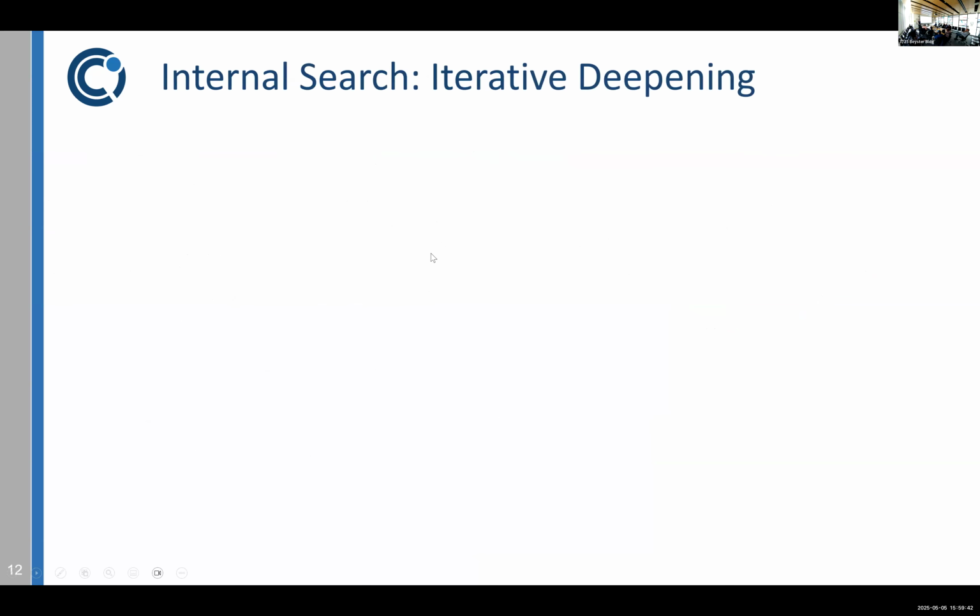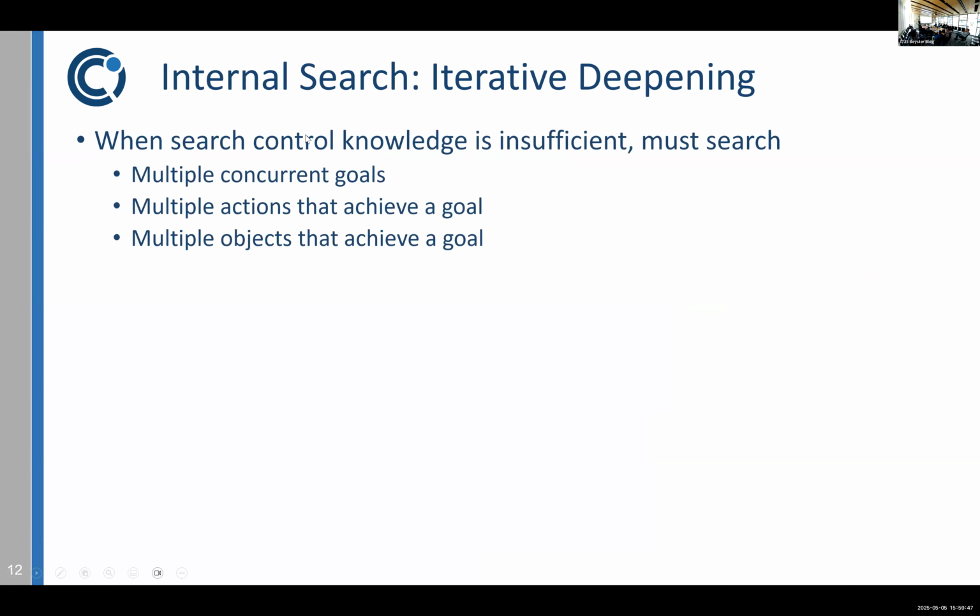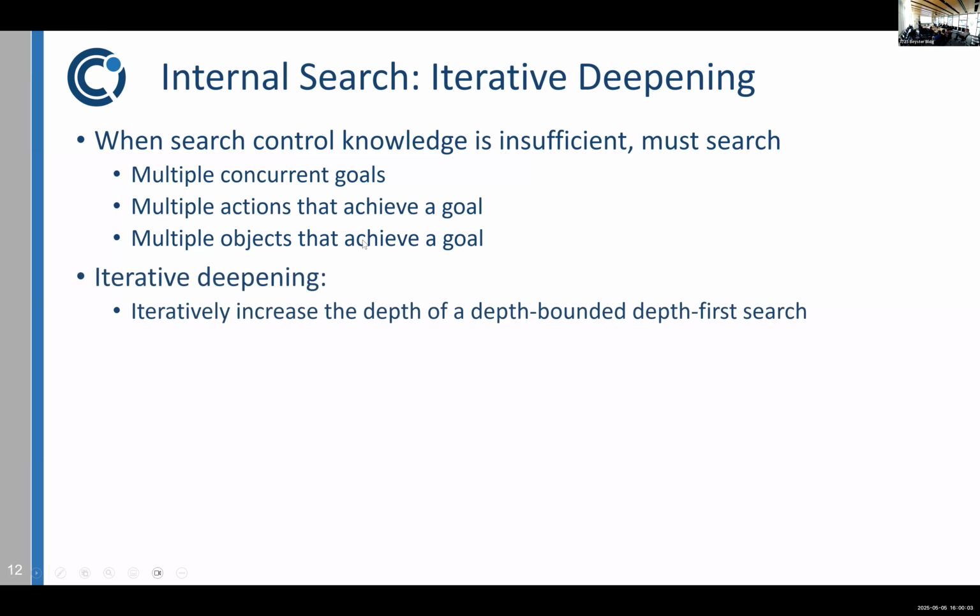All right, well, that works great when you've got these tasks where you know how to do everything. But what happens when there's uncertainty, where there are multiple options? When the search control is insufficient, you must search, because you might have concurrent goals. I have two things I need to achieve, and I don't really know which one I should do first. There are multiple actions that can achieve a goal, or multiple objects that can achieve a goal, so I have to search.